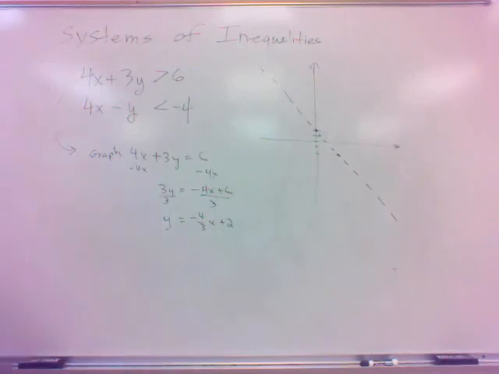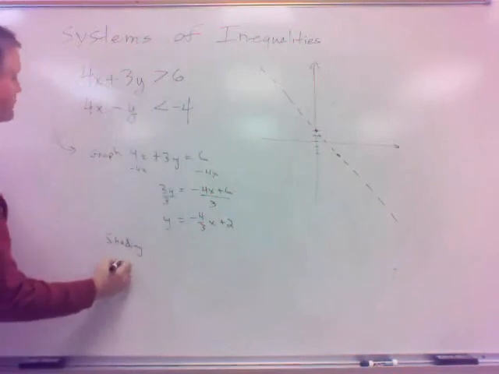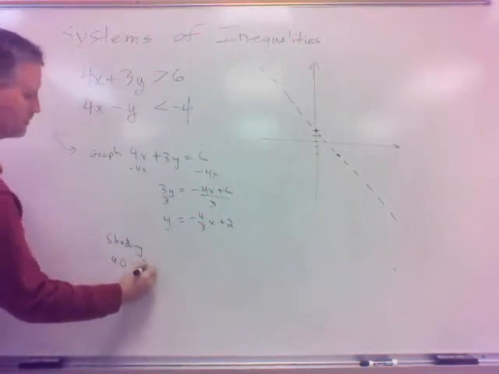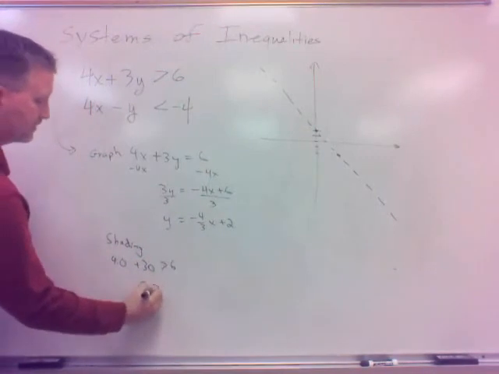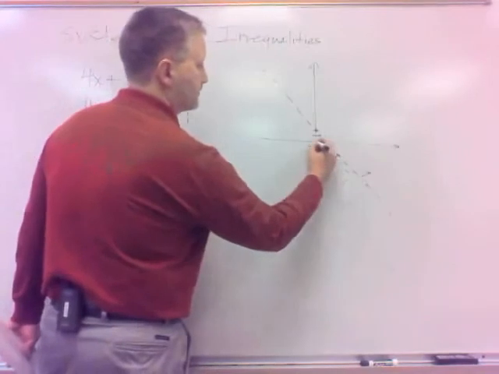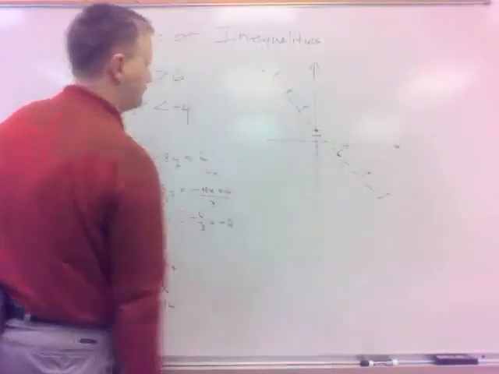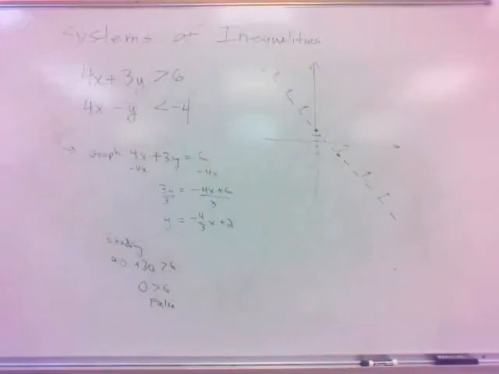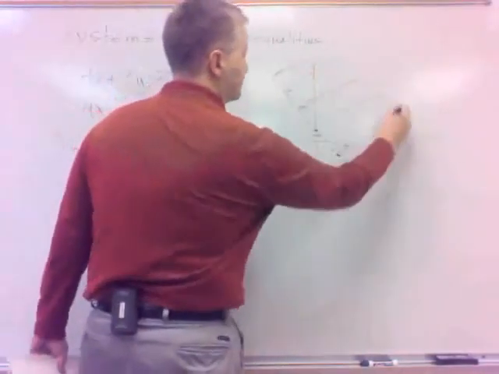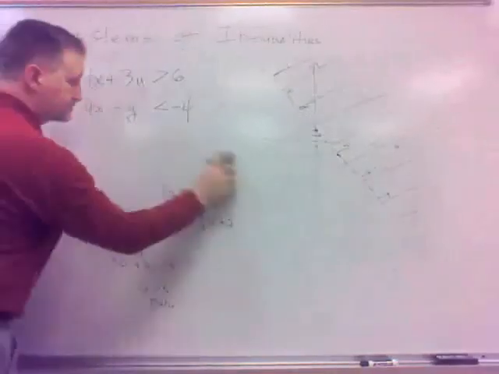All right, then the shading for that, you could check 0, 0, 0 for x, 0 for y. 0 is greater than 6. Nope, false. So that would be this side. 0, 0 is down here. So we'd shade over there. Is that okay? Go ahead and shade this one since it's just got 2. Won't be quite as messy. All right.